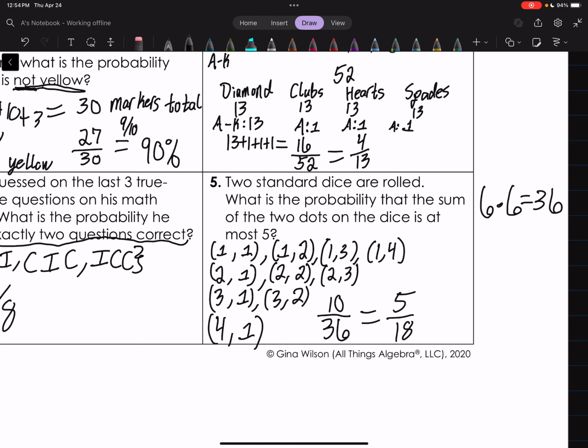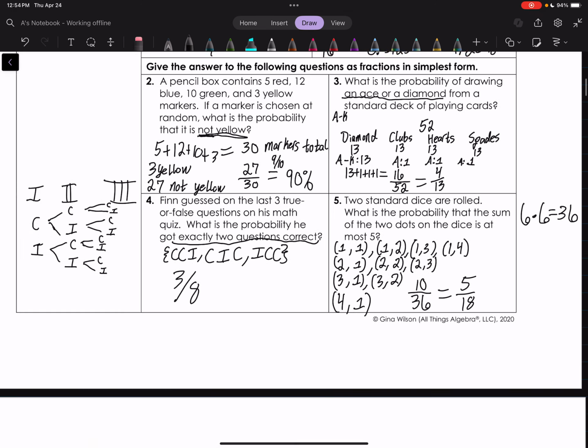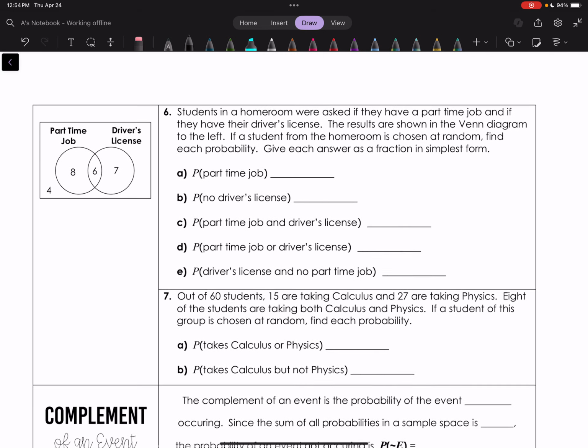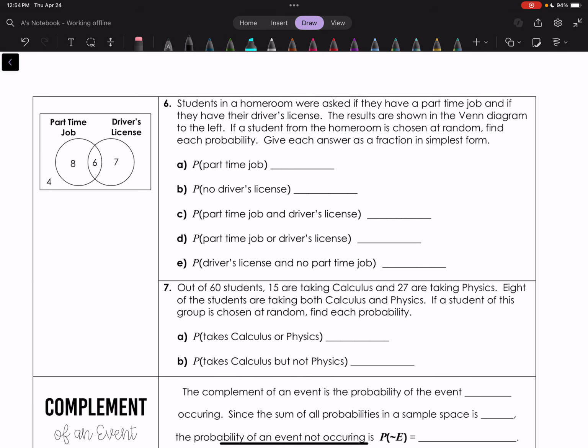Five over 18 is the probability that the sum will be at most 5. All right, we are halfway done with today. Let's look at the part-time job and driver's license.